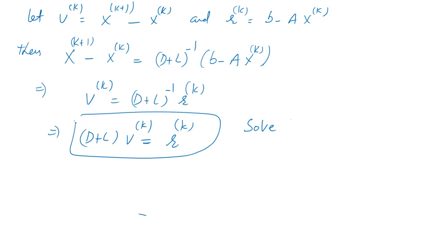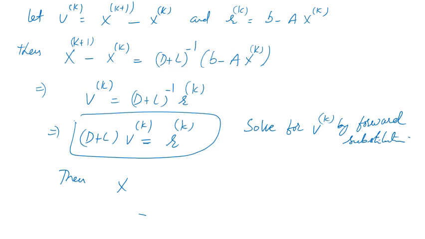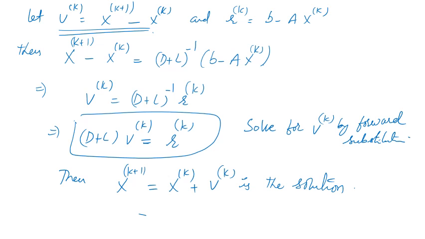Solve for v^k. Solve for v^k by forward substitution. By forward substitution, you will get an upper triangular matrix here. Then what is x^(k+1) equal to? From this expression, x^(k+1) equal to x^k plus v^k is the solution. Okay, this equation is the error format. That's it. This is the error format of the Gauss-Seidel method.